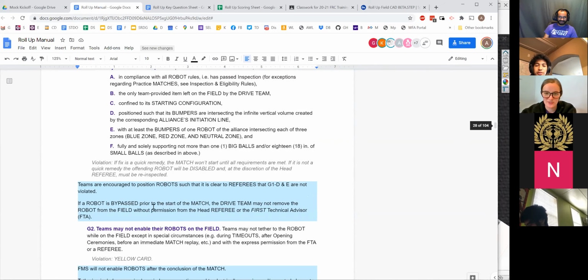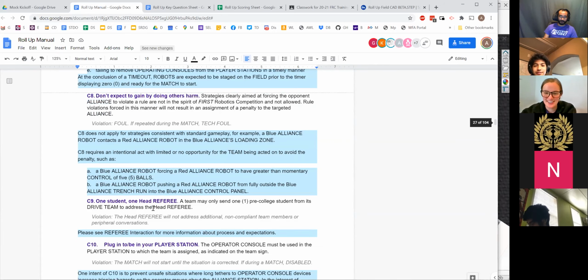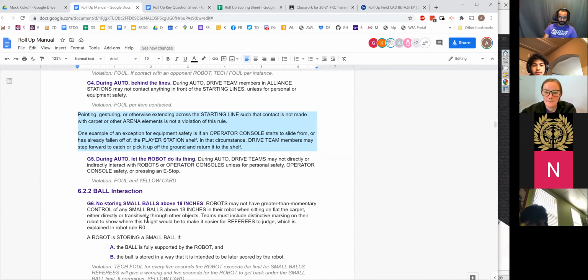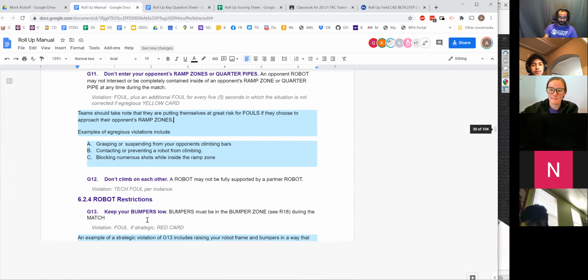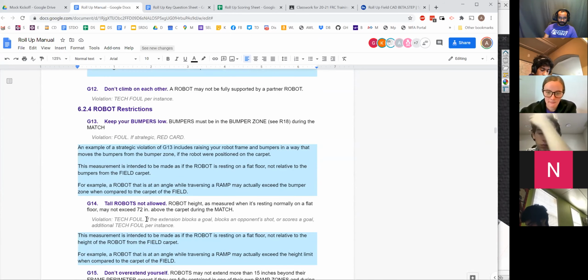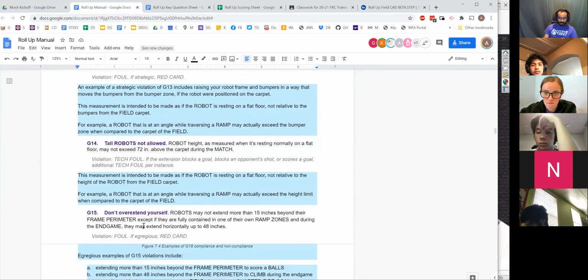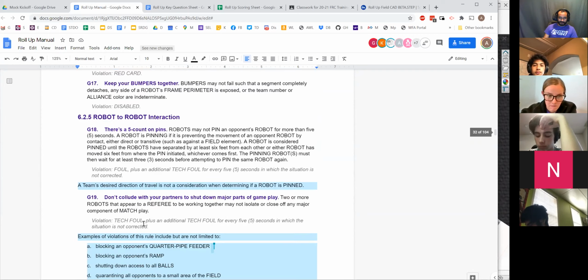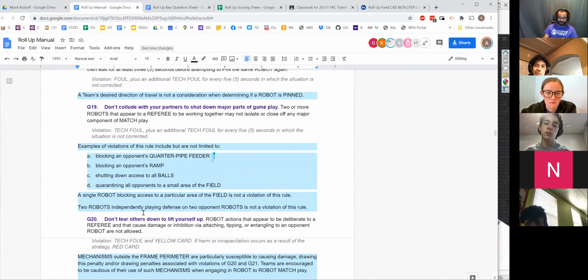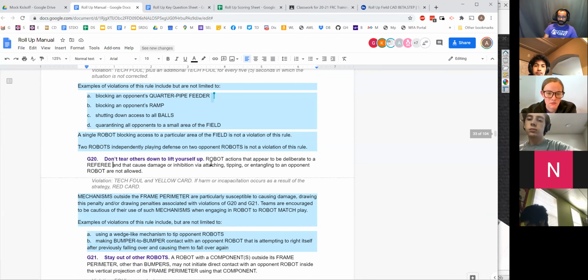I don't know. It can also be a pin, right? If they kept you in there, it would be a pin, because it would be trapping or whatever you want to call it. They're confining you to a small enough space. I don't actually know if the don't force people to take rule is there. I assume it is. Yeah, the G20 now. Robot actions appear deliberate to the referee that cause damage or manipulation to attaching. Nope, that's not it.